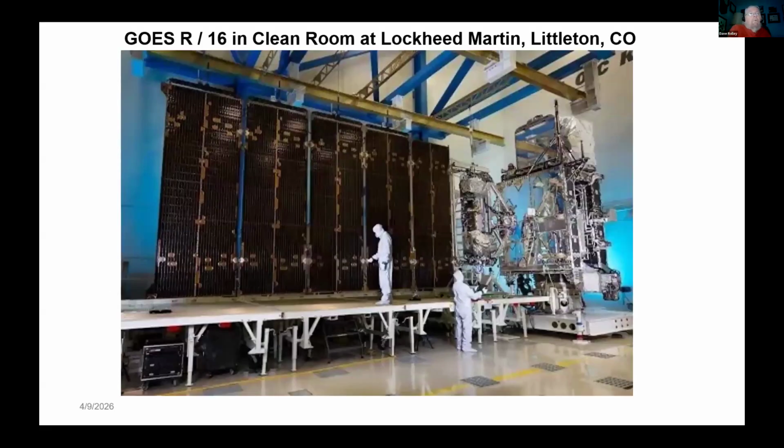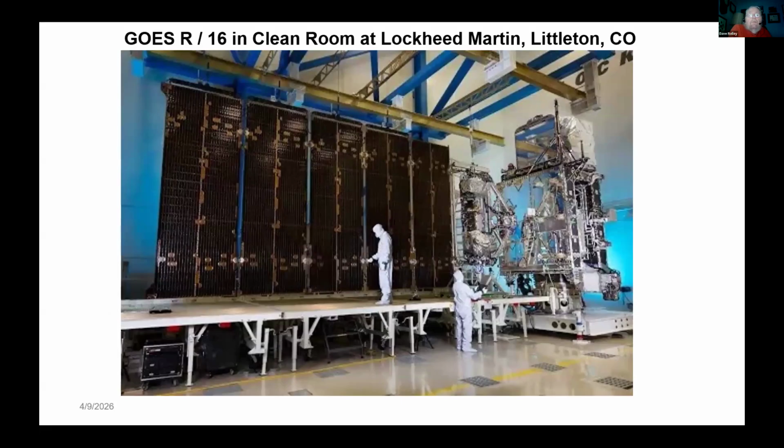Remote sensing from our satellites. So this was the GOES-R satellite, which turned into GOES-16 once she was on orbit and checked out. Here's the solar array that was being worked on in a clean room at Lockheed Martin in Littleton, Colorado. These are geostationary satellites. They sit over the equator, somewhere between 35 and 40,000 kilometers out.